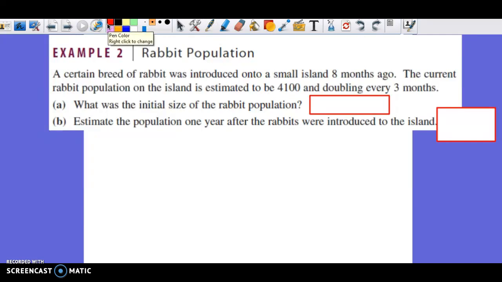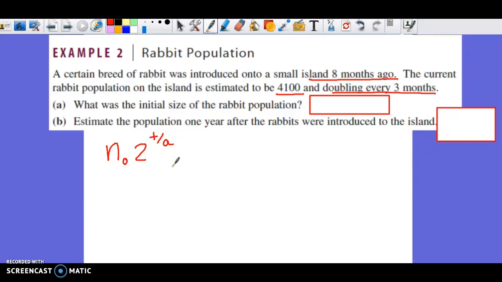Okay, so I'm going to go ahead and go over this one. So we were talking about rabbit population, and they were introduced onto a small island 8 months ago. So that's how much time has passed. The current population is about 4,100, and it doubles every 3 months. So the first thing is that word doubles lets me know what formula I'm going to use. And that should be an A, but it's okay. So that's the formula I'm going to use.